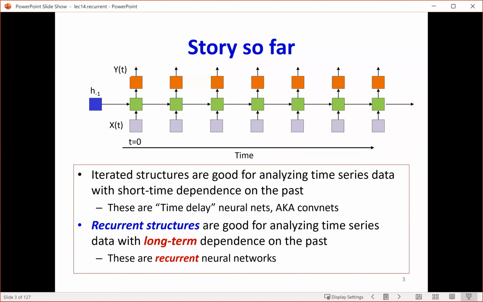Then I said, for example, that Jordan networks are one of the examples that we used. We said it was not true recurrence. Can anybody tell me why I think it was not true recurrence? Yes.